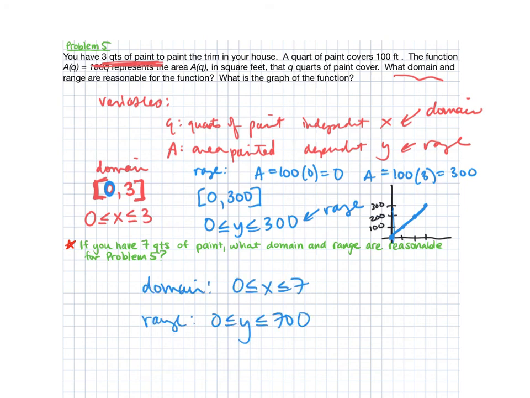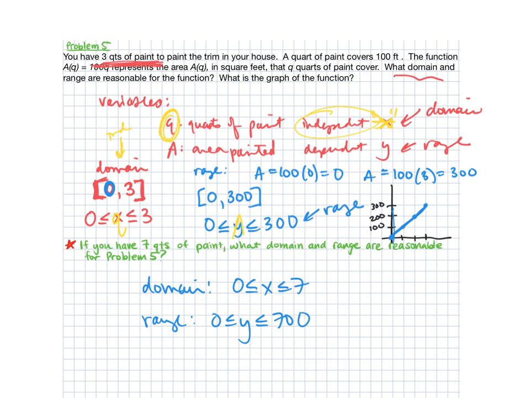Okay, hopefully you got 0 to 7 is the domain and 0 to 700 is the range. I did just notice a mistake. I just always use X and Y, but in this problem I literally said this is Q. And so this is my X, but down here I should have said Q. So Q is between 0 and 3. It's my domain because it's my independent variable, which we usually call X, but in this case it's Q. So this is my independent, but that's why we did domain.